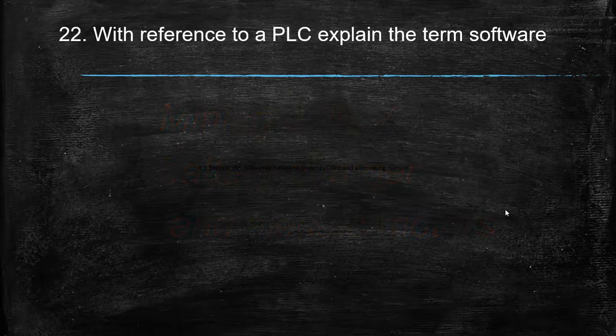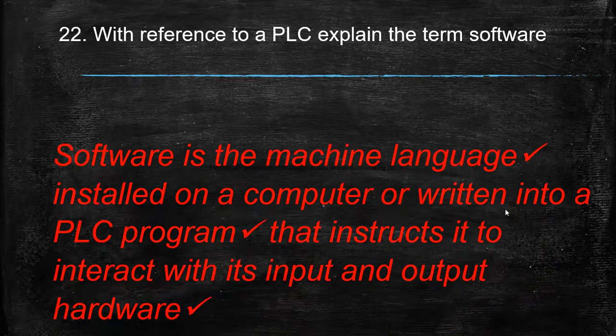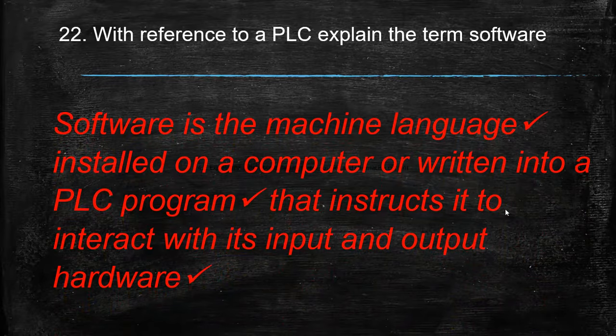With reference to a PLC, explain the term software. Software is the machine language installed on a computer or written into a PLC program that instructs it to interact with the input and output hardware.